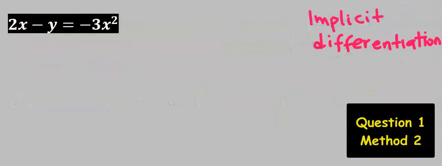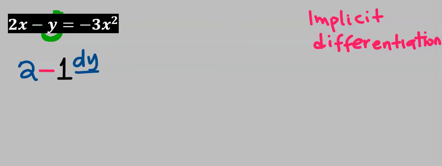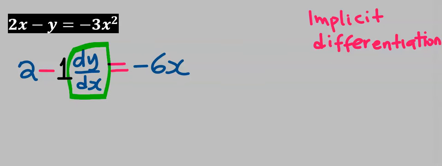Alternatively, we can apply implicit differentiation. Differentiate 2x and you're going to get 2. Next, differentiate y and you're going to get 1. However, whenever you differentiate y, you're going to multiply it with dy dx according to the rule of implicit differentiation. Next, differentiate minus 3x squared, and you're going to get minus 6x. Next, make dy dx the subject.